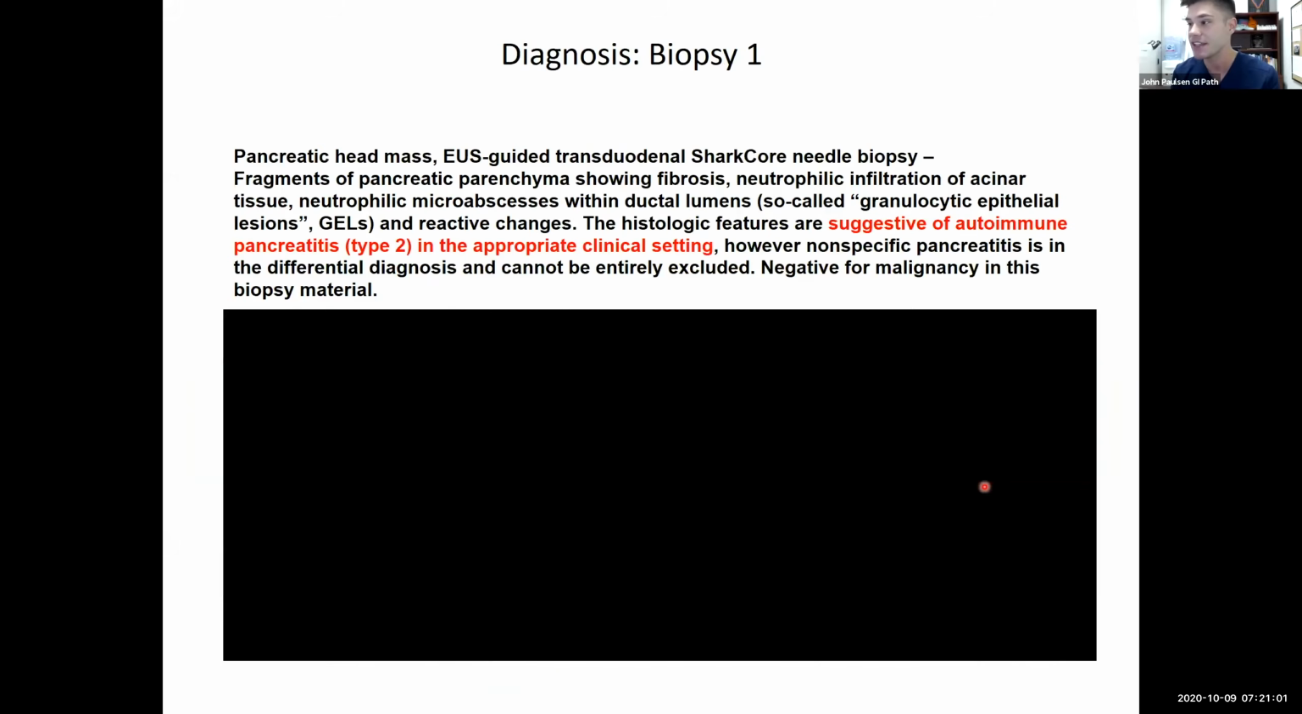So I signed out this case. I described the histology and said suggestive of autoimmune pancreatitis type 2 in the appropriate clinical setting. I also have a little note down here, but I don't want to spoil anything, so I'm going to leave that out for now before we go into the second biopsy. So that's biopsy number 1.